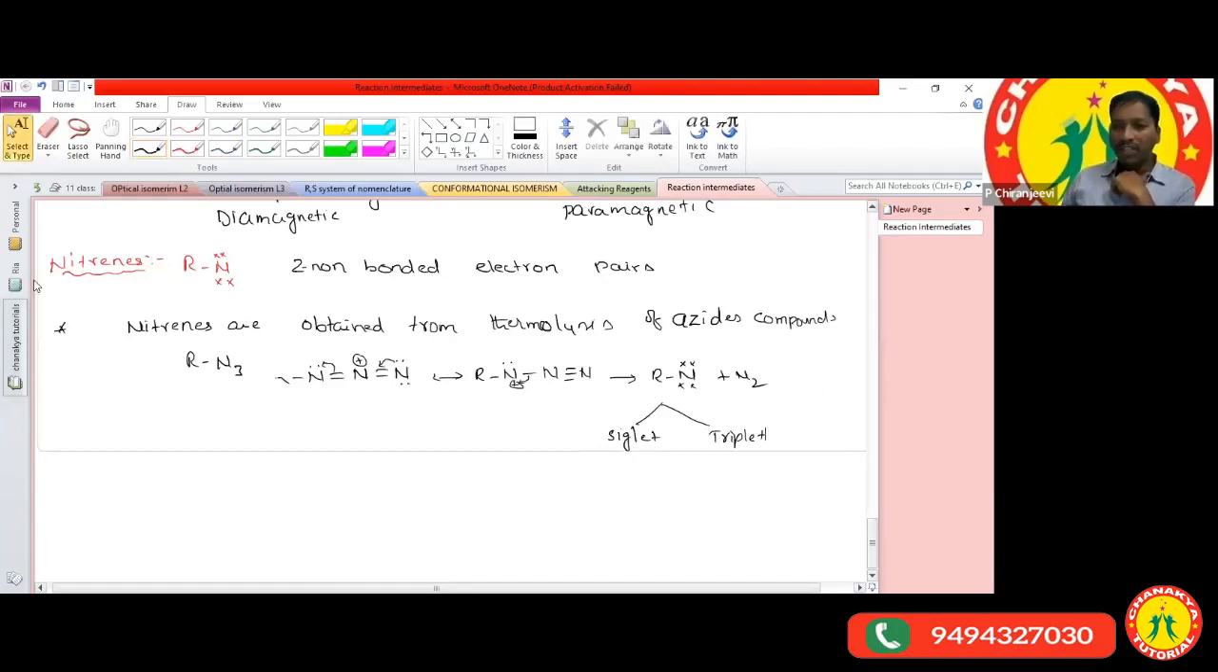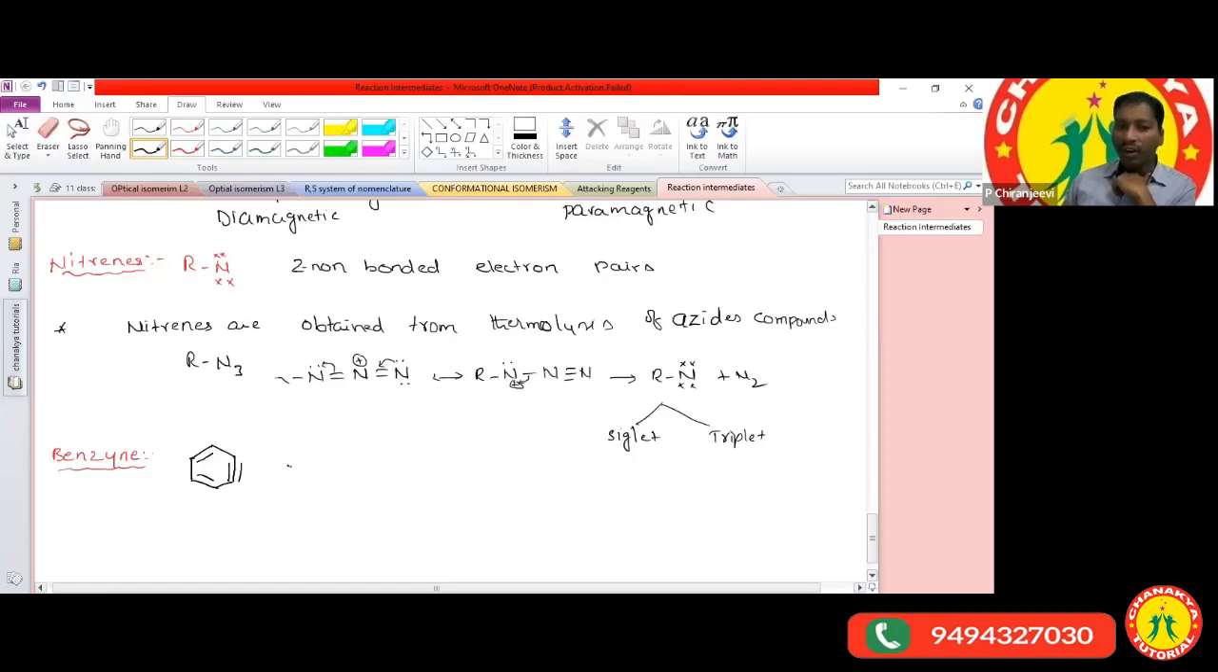What is the next reaction intermediate? The next one is nothing but benzyne. This is the last reaction intermediate. What is meant by benzyne? If at one place it has a triple bond, we call that a benzyne. C6H4 is called a benzyne.